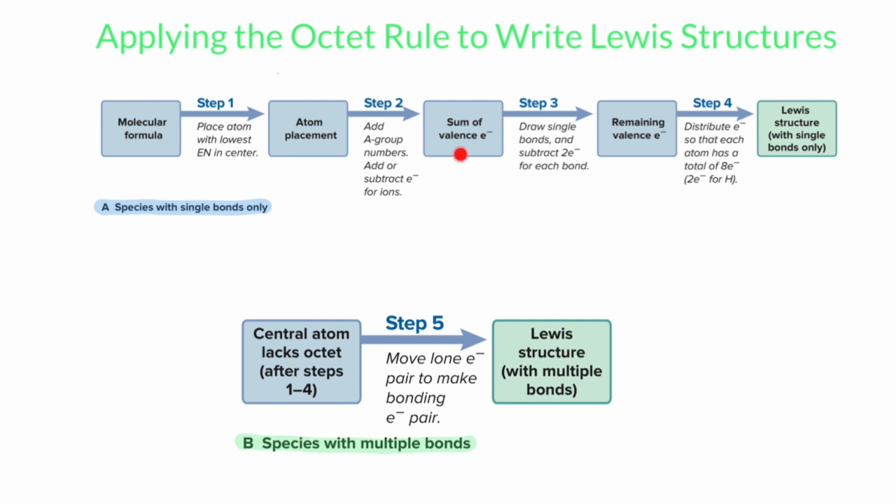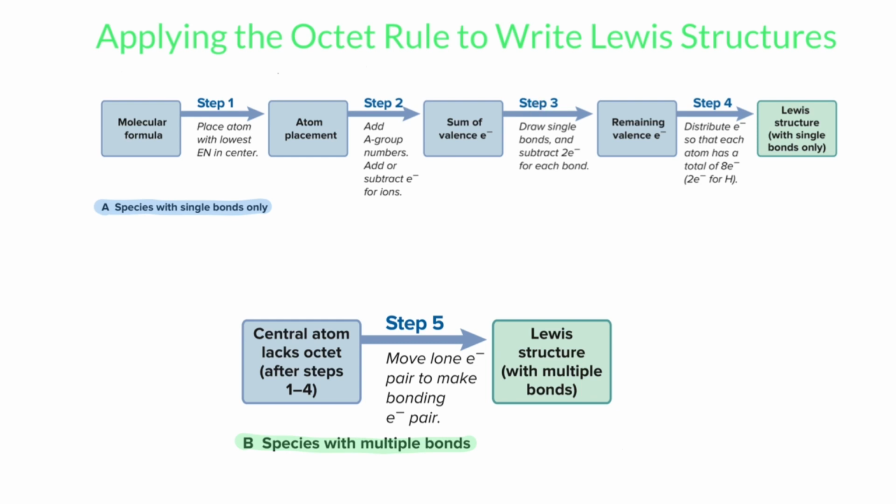Second one, calculate the sum of valence electrons. For that, what you have to do in step 2, add the group numbers. It's nothing but the valence electrons. In this, add or subtract electrons for an ion. Add electrons for negatively charged species. Subtract electrons for positively charged species. If it is neutral, only the valence electrons. If a charged species is there, add electrons for negative and subtract electrons for positive ion. That you have to remember.